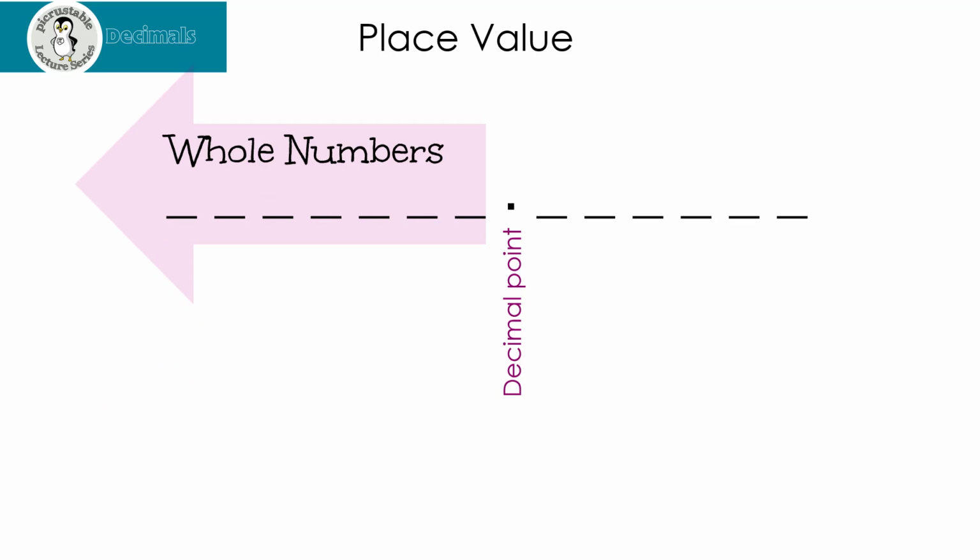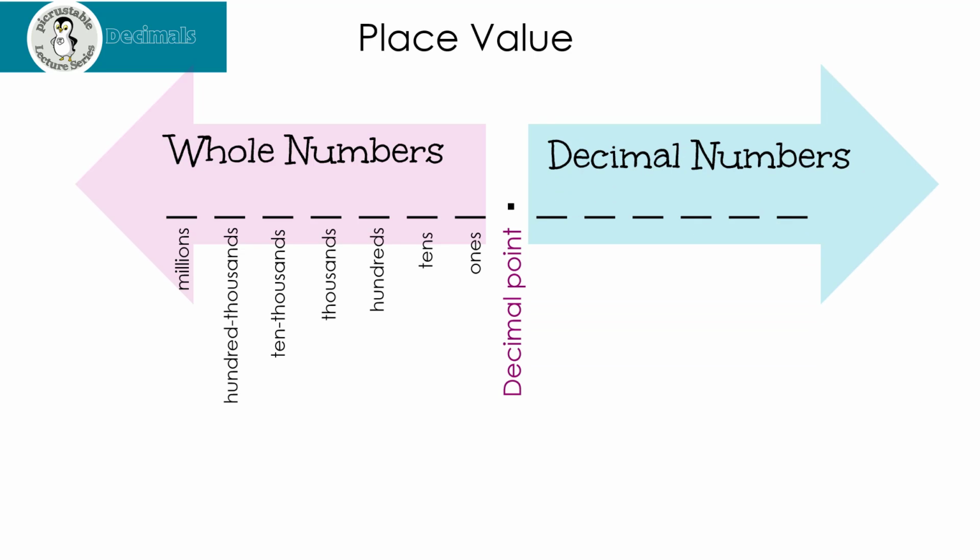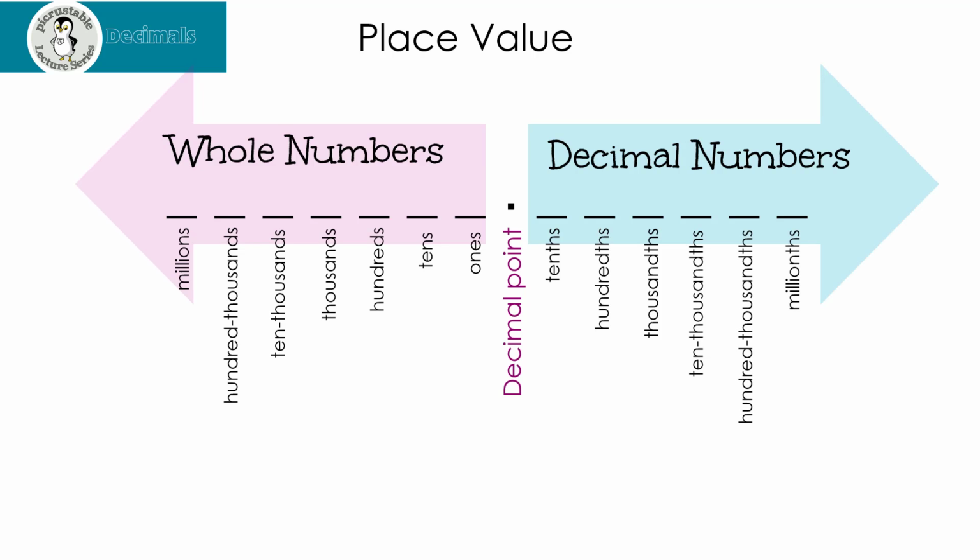Numbers to the left of the decimal place are called whole numbers. Whole numbers are ones, tens, hundreds, thousands, 10,000s, 100,000s, millions. The numbers to the right of the decimal place are called decimal numbers. Tenths, hundredths, thousandths, 10,000ths, 100,000ths, millionths. Hopefully you notice that decimal words end with the THS: tenths, hundredths, thousandths, and so on. That's how we can tell the difference between a whole number and a decimal number.